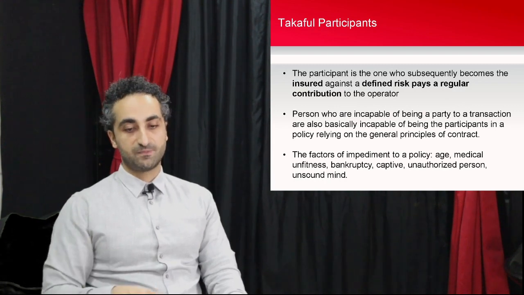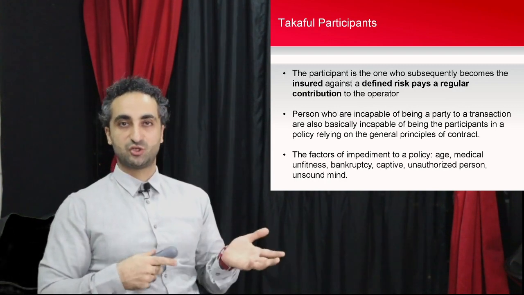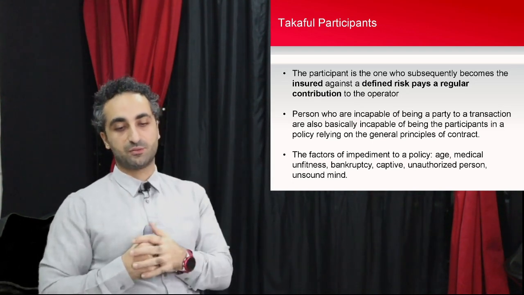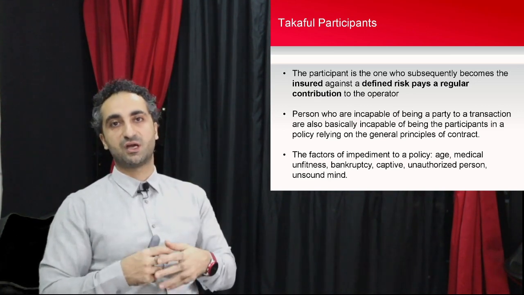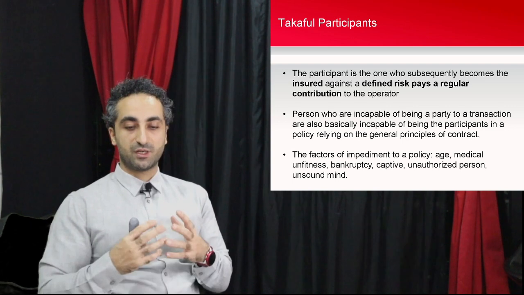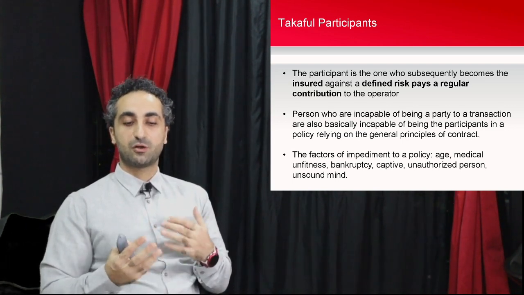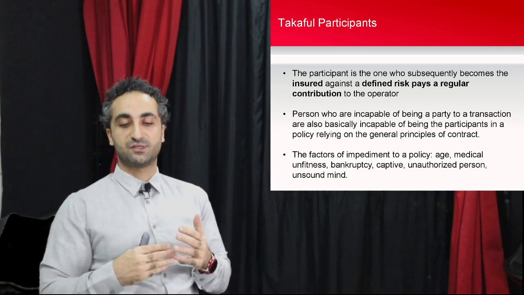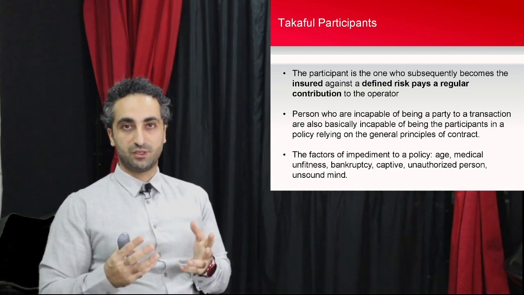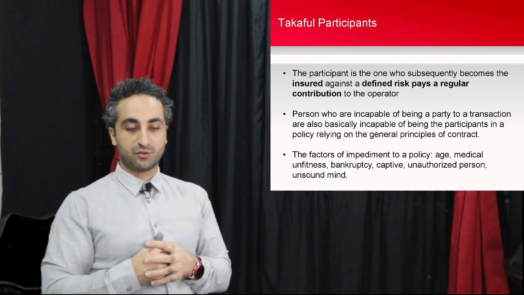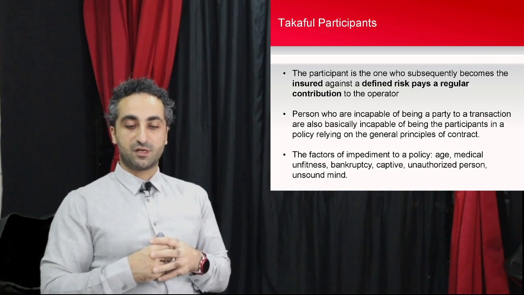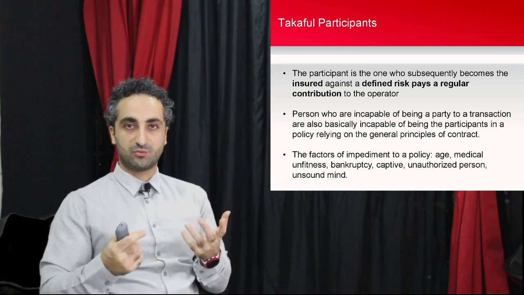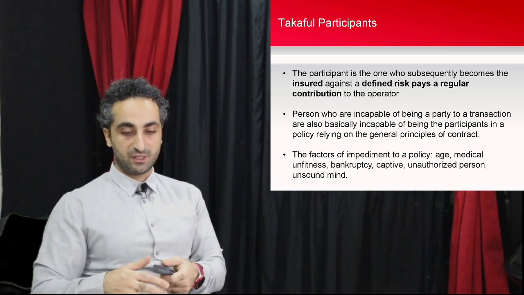Now, participants, the one who subsequently becomes the insured party against a defined risk, pays a regular contribution. So that's the obligation you have to be in the pool. Persons who are incapable of being a party to a transaction are also basically incapable of being the participants in a policy, relying on the general principles of a contract. So in general, it's the same thing in other contracts. The factors of impediment to a policy are age, medical unfitness, bankruptcy, captive, unauthorized person, and sound mind. Let's take a look at these factors quickly.